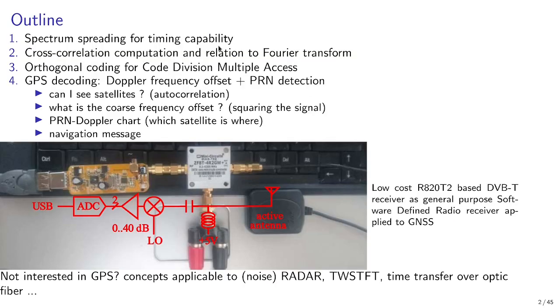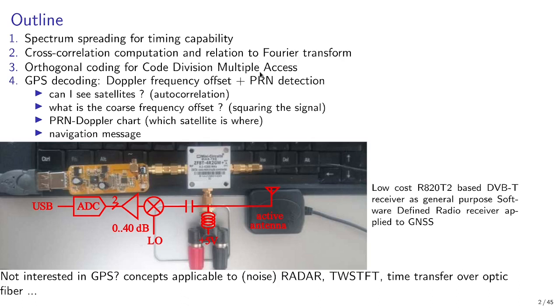The outline of the presentation starts with introducing spectrum spreading for complementing frequency transfer over a clean carrier with timing capability. Then the cross-correlation will be needed for fine time of flight recovery, and we'll try to lighten the burden of computing this complex quantity by reaching the Fourier domain and the relation between the cross-correlation and the Fourier transform.